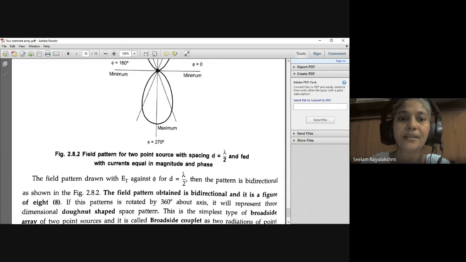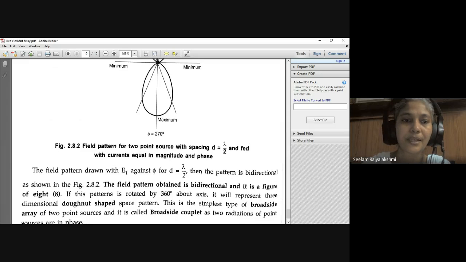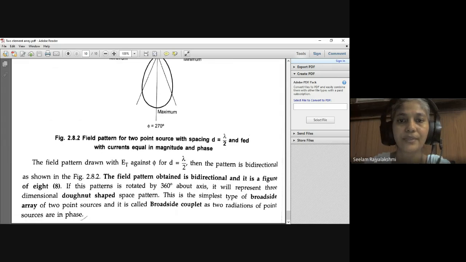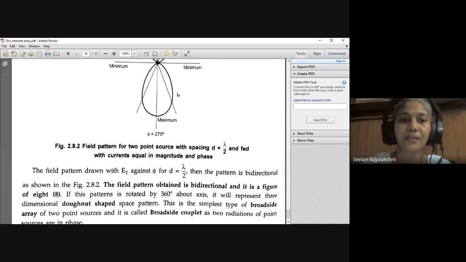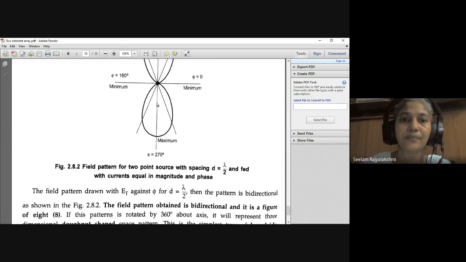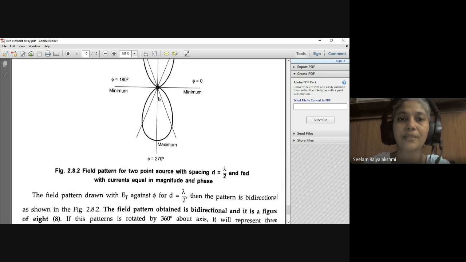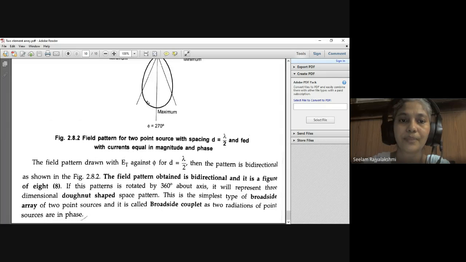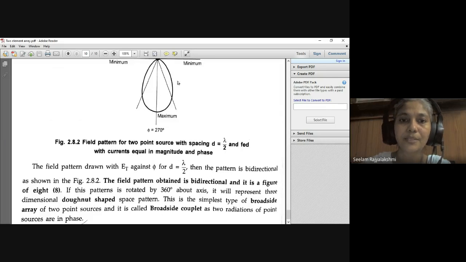If this pattern is rotated by 360 degrees about the axis, it will represent a three-dimensional donut shaped space pattern. This is the simplest type of broadside array of two point sources, and it is called a broadside couplet, as the radiation of the two point sources is in space. Whenever we rotate this by 360 degrees, we can observe the 3D donut shaped space pattern.